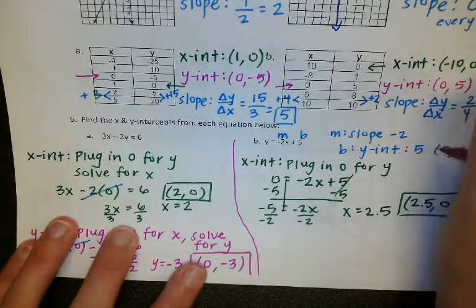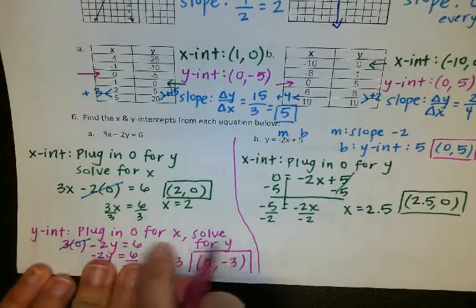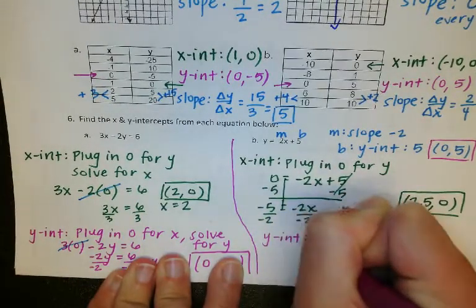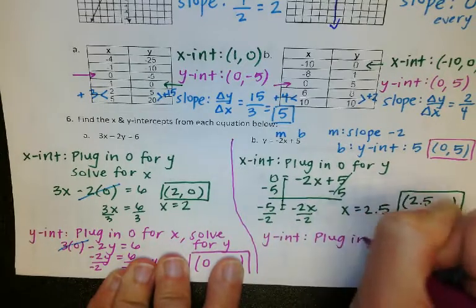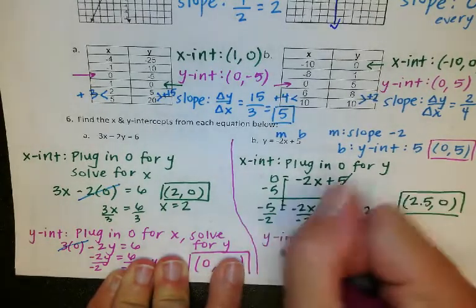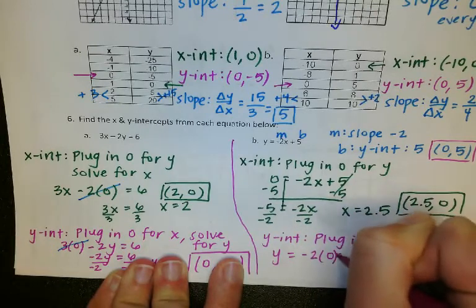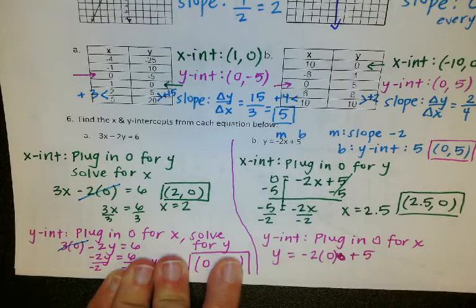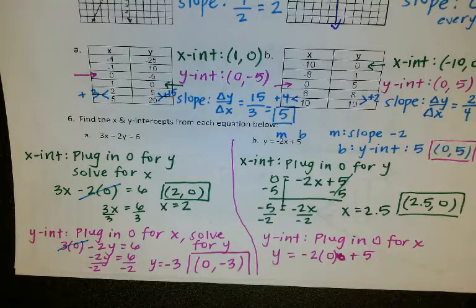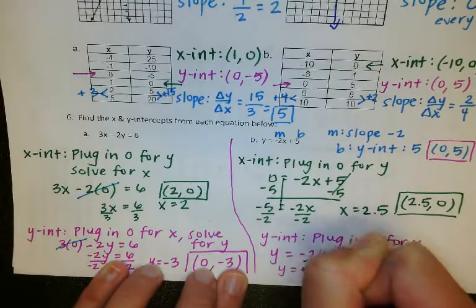Okay, we said that we already know the y-intercept, but I want to show you how we could still plug in 0 for x and get the same thing. Okay, so I start with y equals -2 times 0 plus 5. So here, when I do times 0, that's 0. That part's gone. And all that's left is y equals 5.